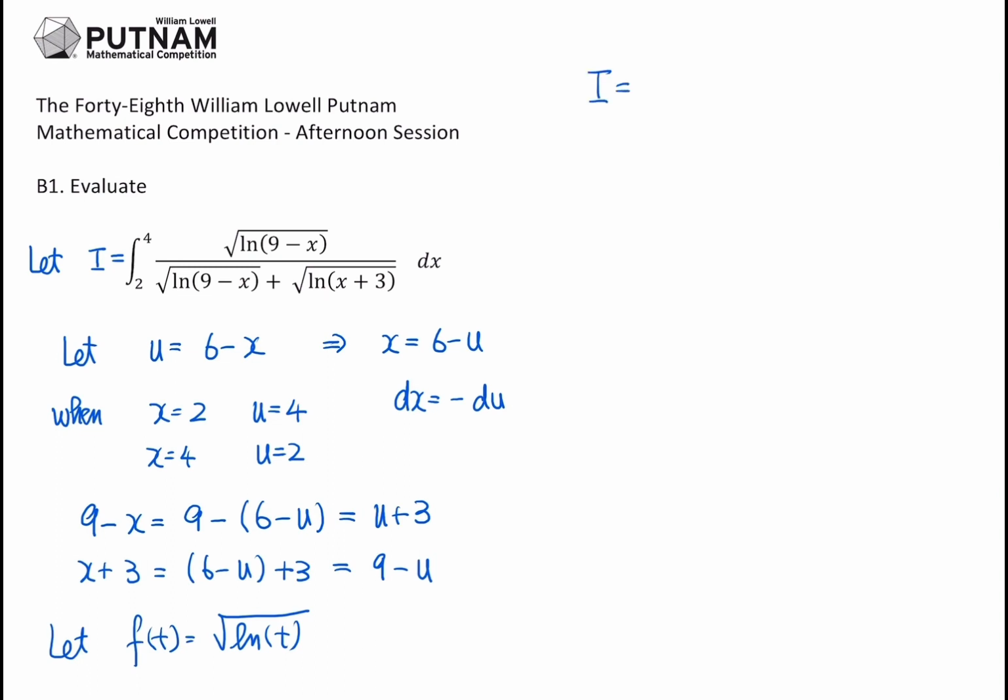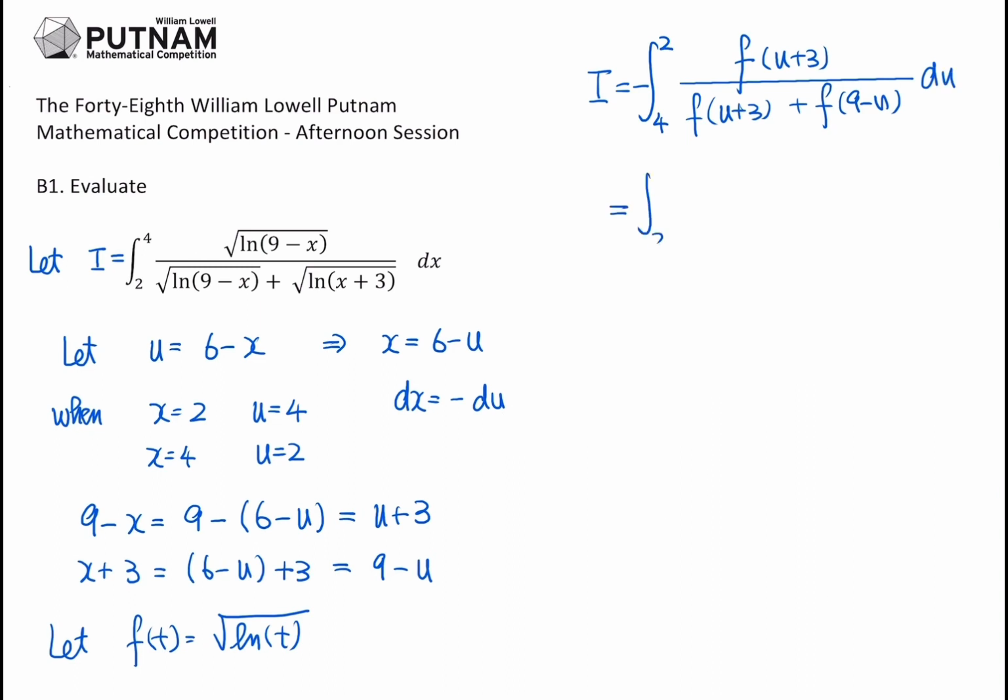The lower and upper limits are also changed accordingly. We are now integrating from 4 to 2. The numerator of the integrand is also changed now. Using the function notation and the u substitution, the numerator is now f of u plus 3. For the denominator, of course, we have f of u plus 3 plus f of 9 minus u. Since dx equals negative du, I put the negative sign in front and put du at the end.